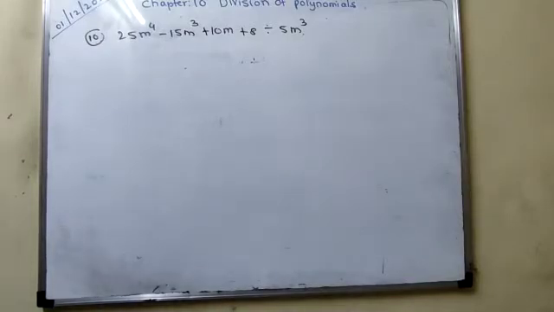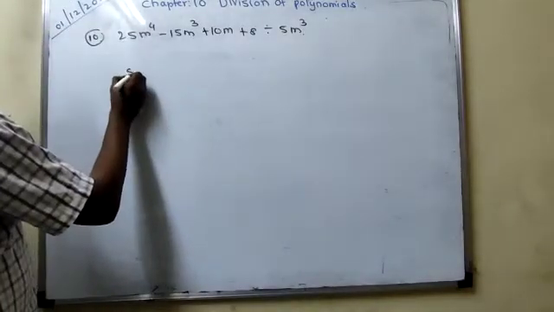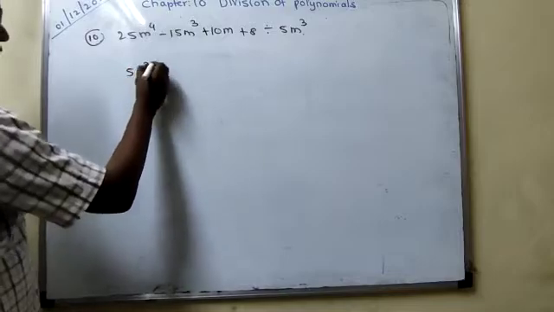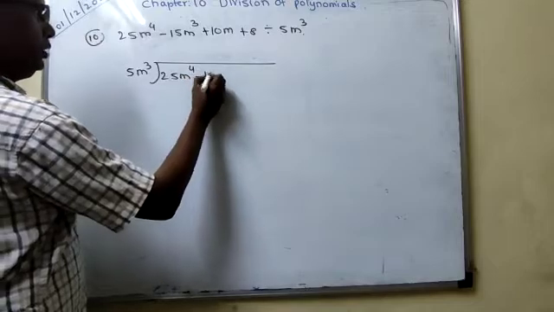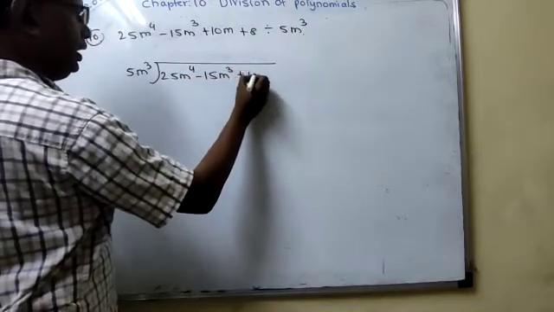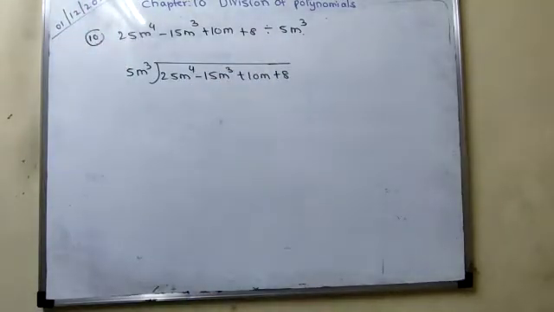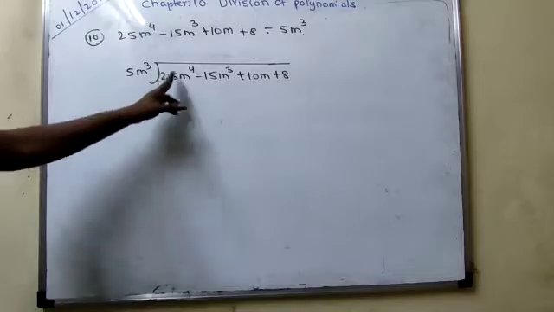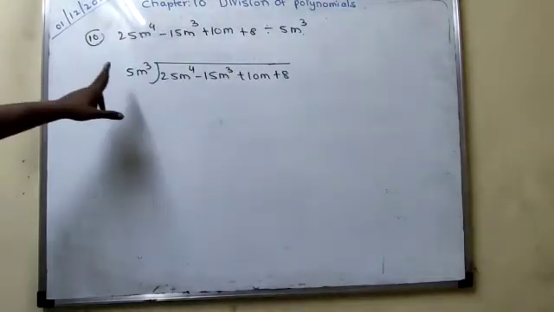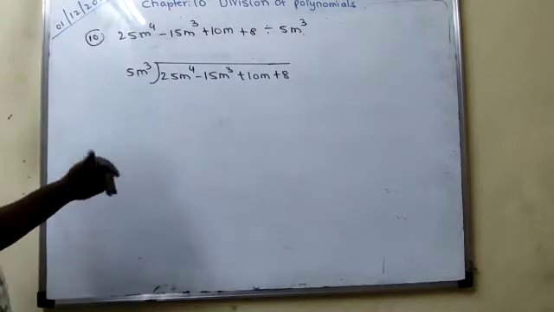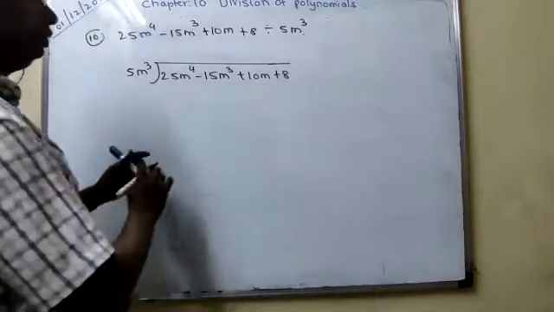Now come to the sum. This is the dividend, 25m raised to 4 minus 15m cube plus 10m plus 8, and this is the divisor, 5m cube. In this sum, there is no need of seeing the degrees. In the next exercise, we have to see the degree, but in this exercise, there is no need, because you are multiplying by a monomial. When you are multiplying with a binomial, then you have to see the degree also. You should not write any standard form here. Leaving it as it is will also work.